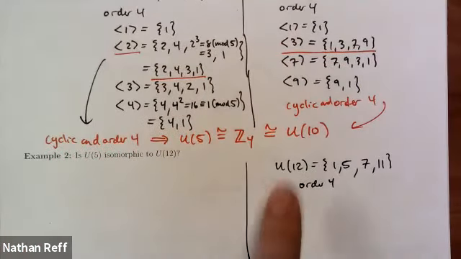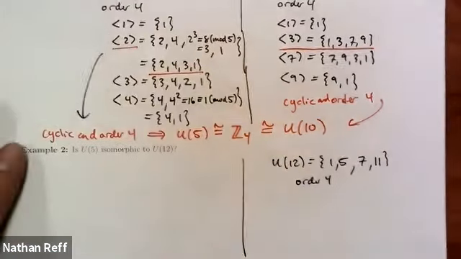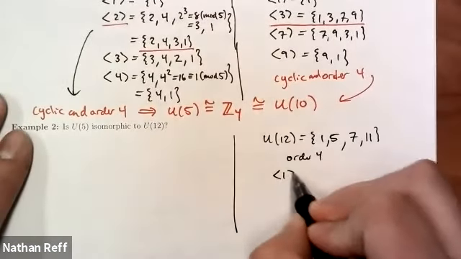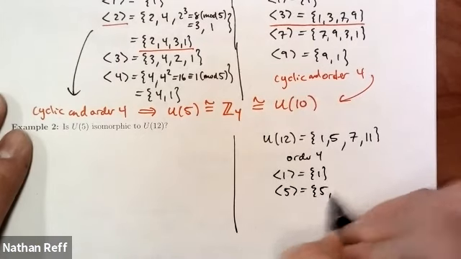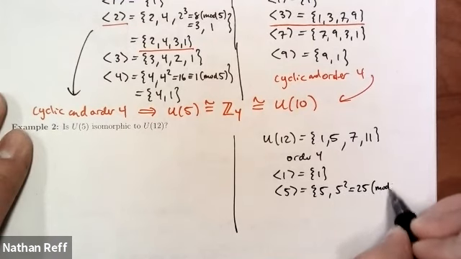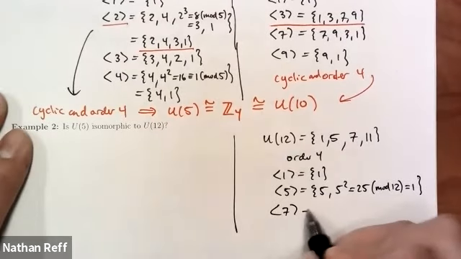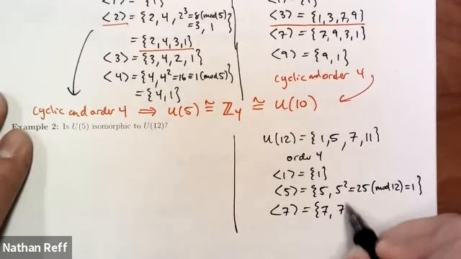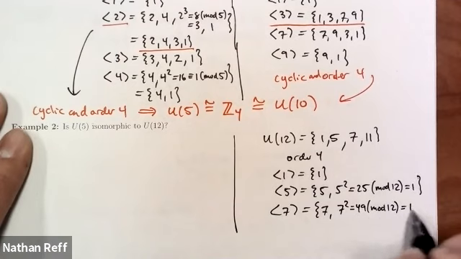Now, as soon as I prove that U12 is or is not cyclic, that probably will be enough, right? Because I already know this guy is cyclic. So let's see if this one is. So I get 1, 5. 5 squared is 25, but modulo 12 is 1. So far, 7 squared is 49, but modulo 12 is also 1, right?